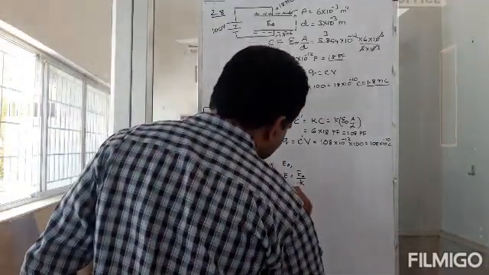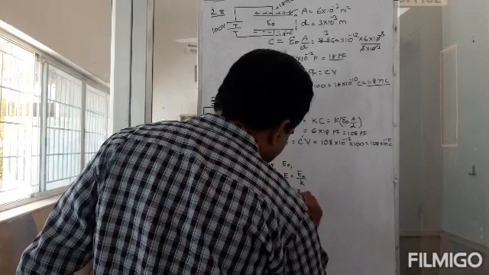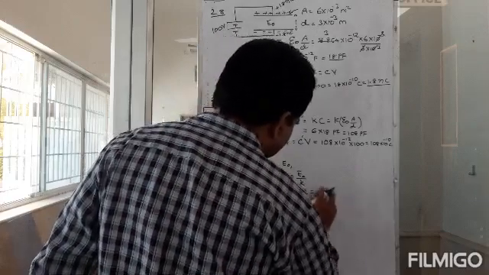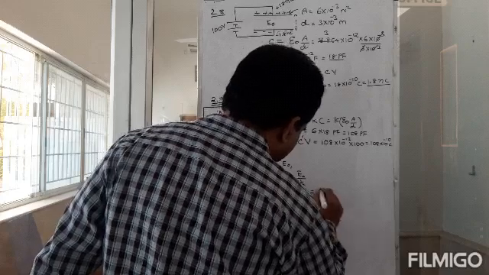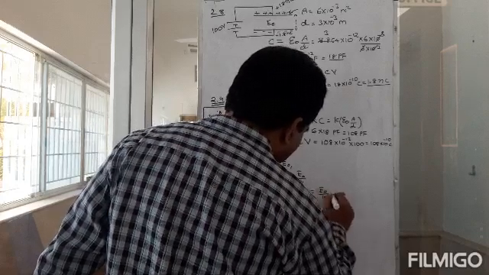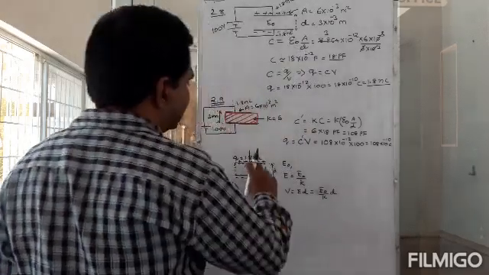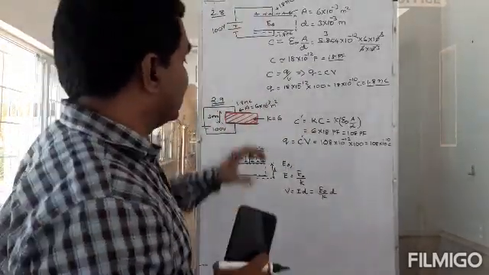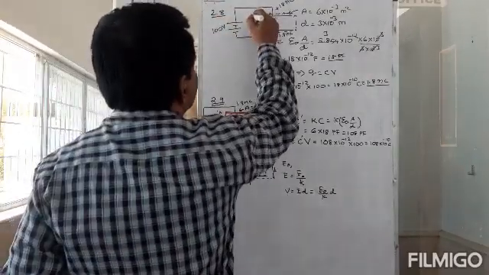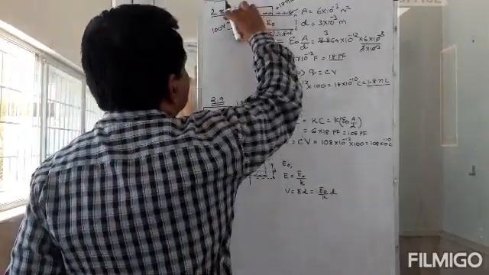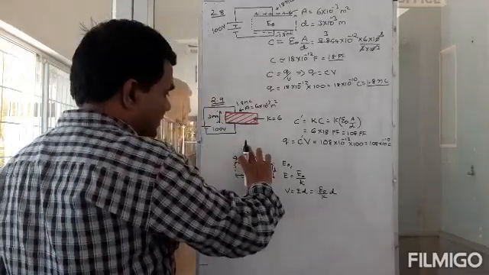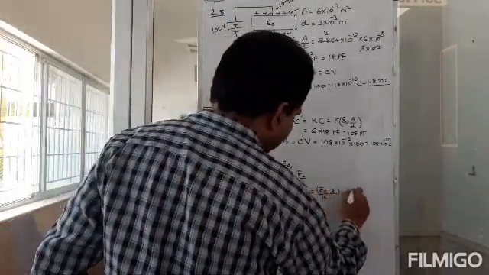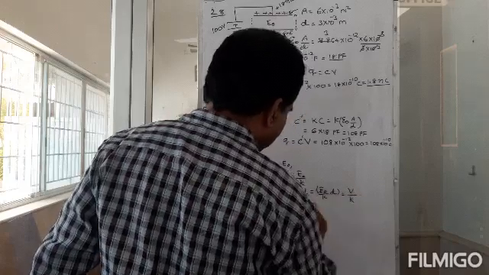So V must be equal to E D, which is equal to E naught by K times D. So E naught times D was 100 volts. This potential was 100 volts, since it is connected to a 100 volt battery. So E naught D is equal to V naught.